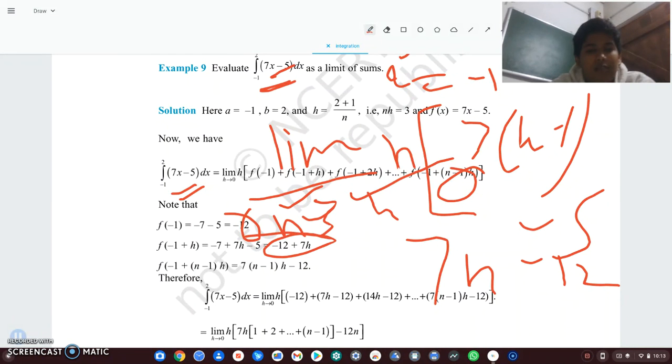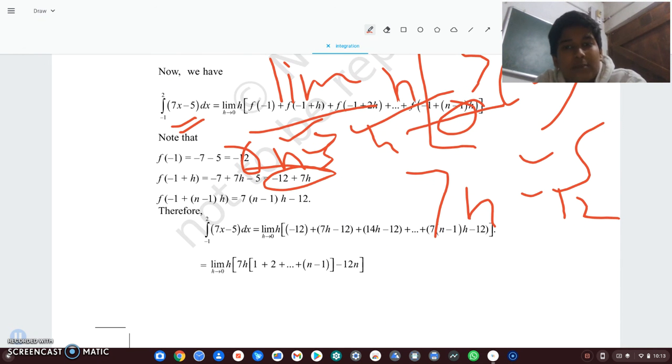And now moving further, we calculate minus 1 plus n minus 1 times h, as there are n terms, so we take minus 1 plus n minus 1 into h.